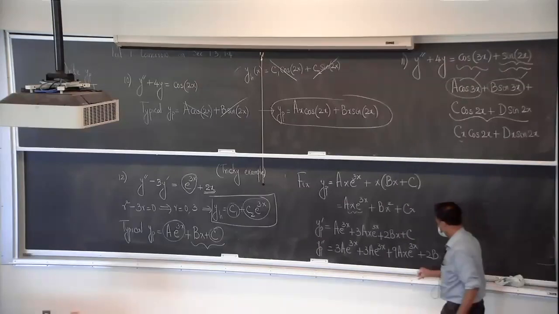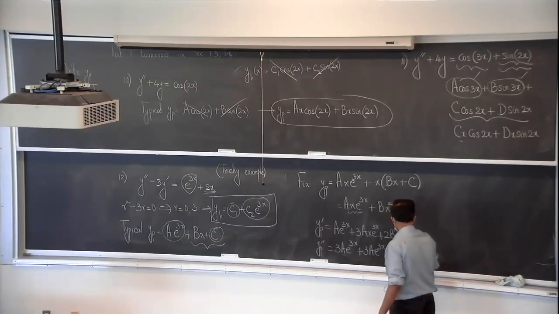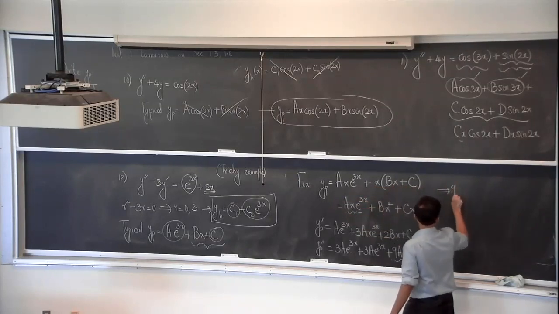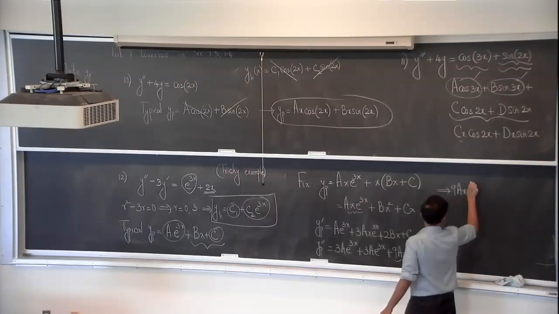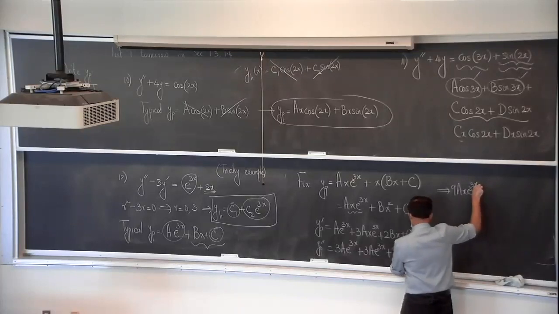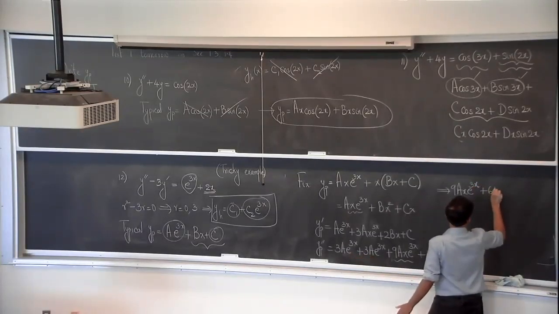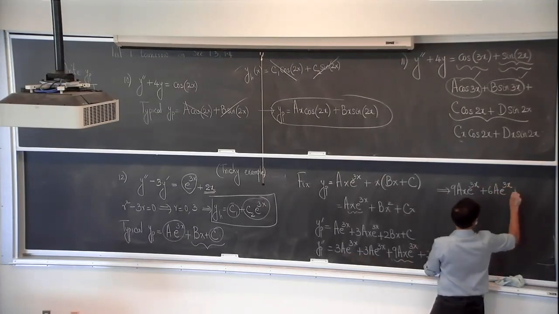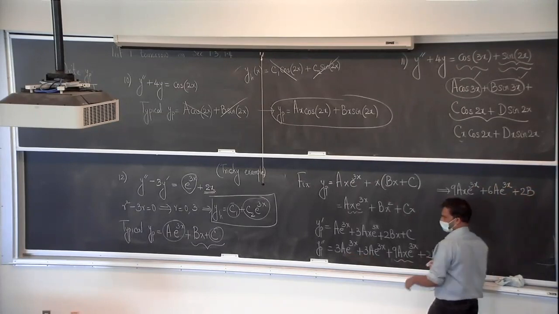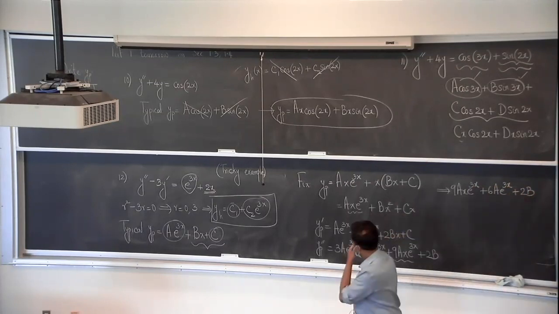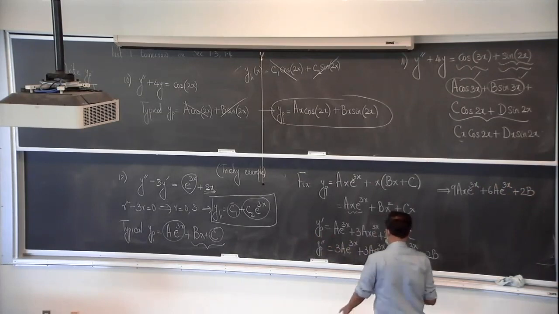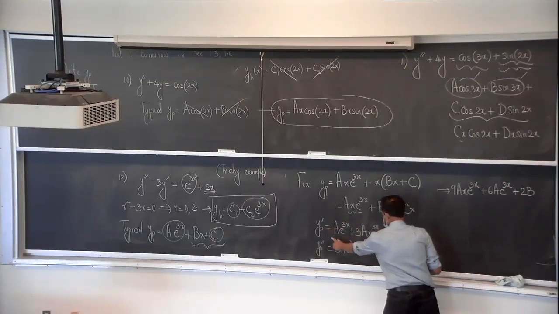Okay, so you can now plug it in. It's going to be 9ax e to the 3x plus 6a e to the 3x plus 2b. That entire thing is yp double prime. And then you have minus 3 yp prime. That's going to be minus 3 times this whole term.